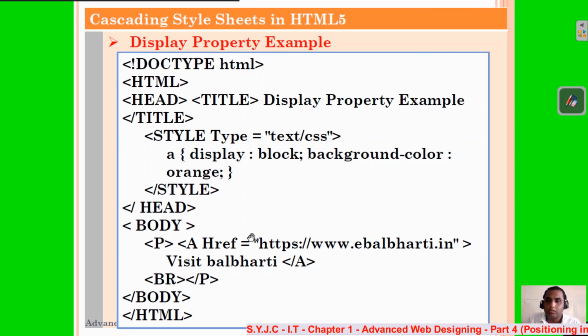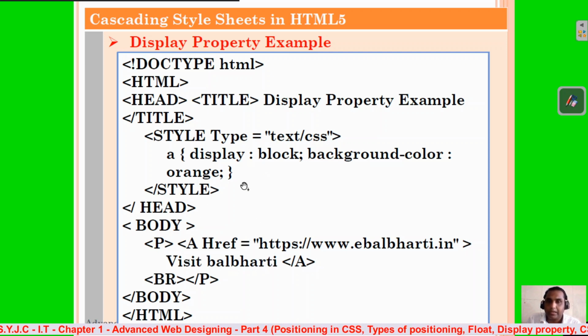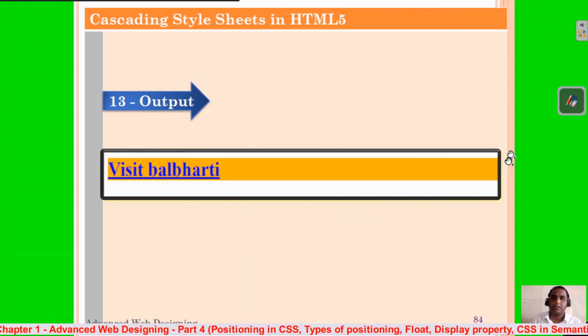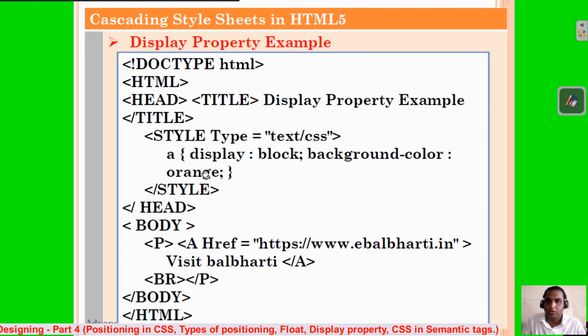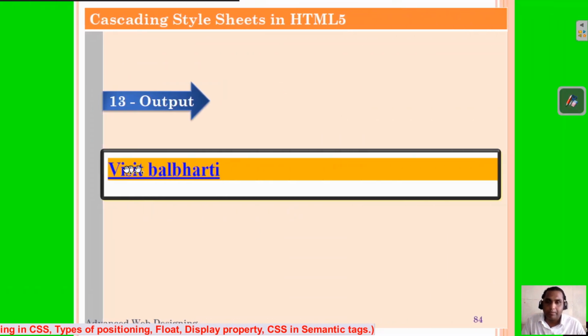Then block, which I have given for the anchor tag. For the anchor tag, whatever text, visit Balvati, will be displayed in a block style, something like this. A block is given, and a color is given, background color orange. So that block background color will be orange, and it will cover the entire browser window. Block will not only be limited to the text, but that block will go to the entire window. Make a note of it.